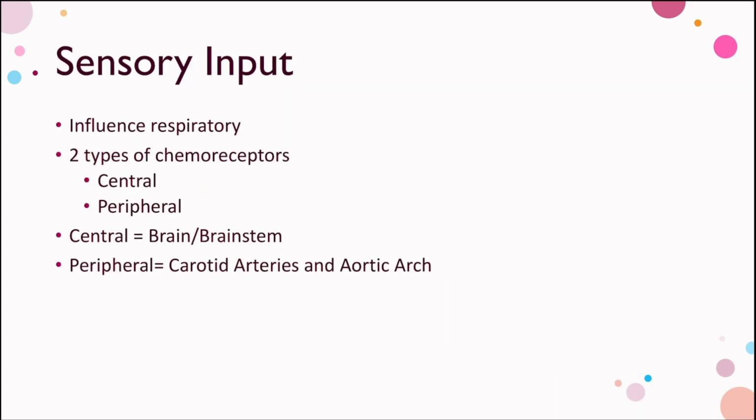Lastly, we are going to talk about sensory input. Sensory input to the respiratory centers influences respiratory rate by two types of chemoreceptors. These are also known as the central and peripheral chemoreceptors. Central chemoreceptors are specialized receptors that are located in the brain and the brainstem. Peripheral chemoreceptors are specialized receptors that are located in the carotid arteries and aortic arch.